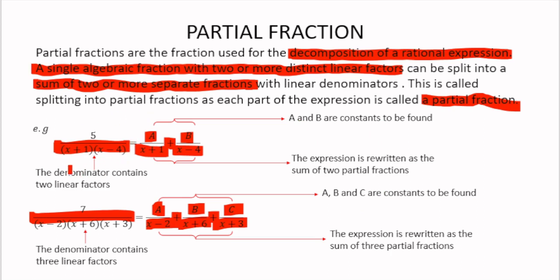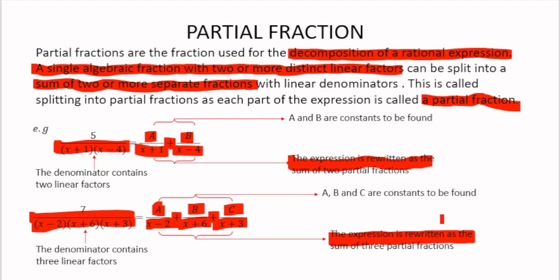Thus, what this illustration is telling us is this. If our question is given in two linear factors in the denominator, after we've decomposed them into partial fractions, the expression will come in the form of the sum of two partial fractions. Now, if our denominator is given in three linear factors, it will be decomposed to give us the expression as the sum of three partial fractions. Now let's go to the examples and solve the following questions given.